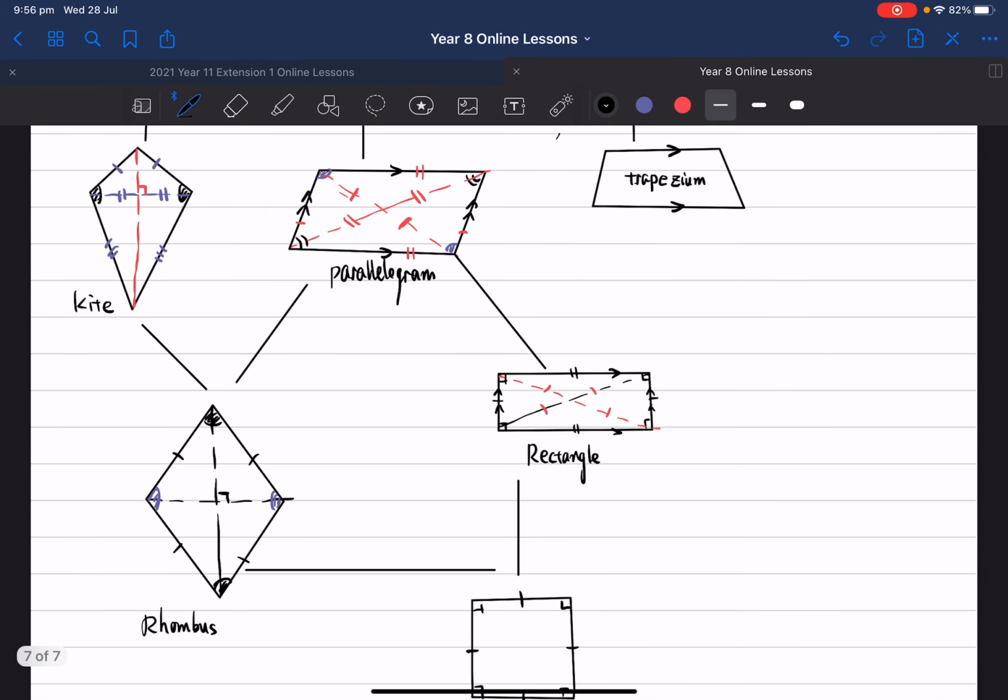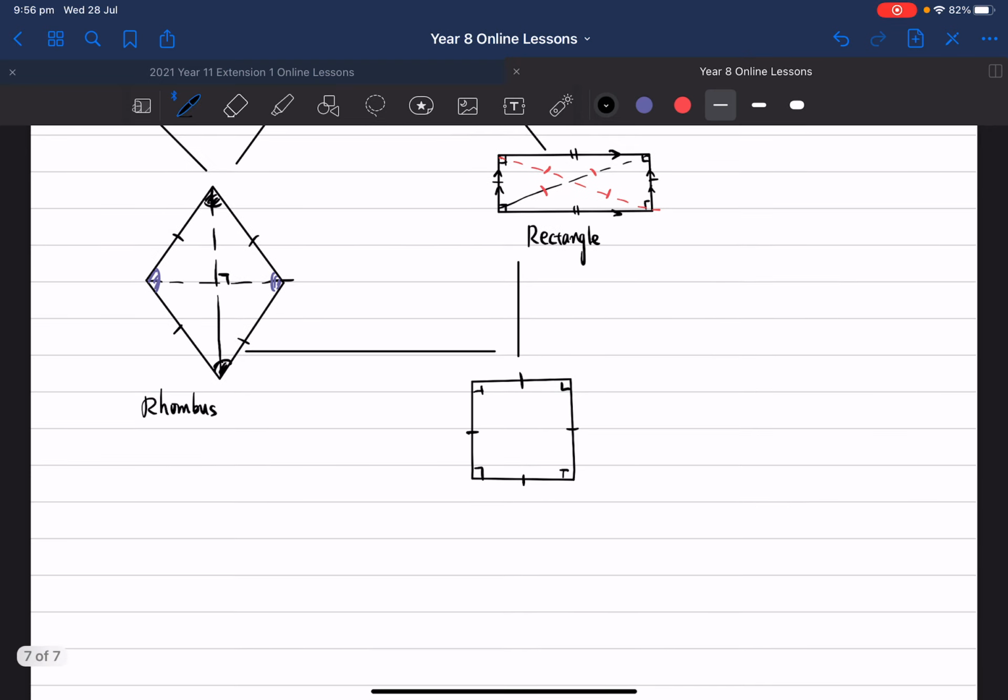You can even call a square a trapezium because it has one pair of parallel sides. Sometimes people even call a square a kite because adjacent sides are equal. It shares the property of a kite. So a square is a really special shape. There are so many properties that it shares with other shapes, so that makes squares so unique.